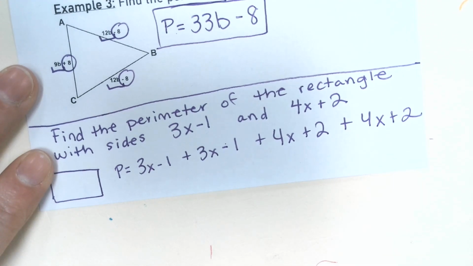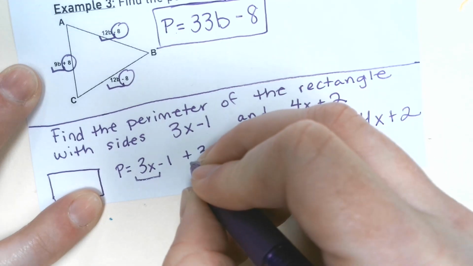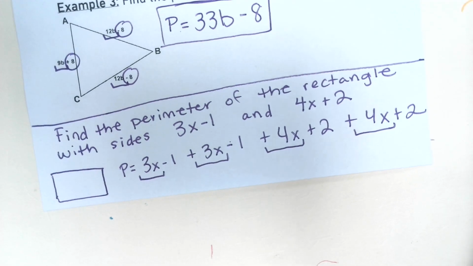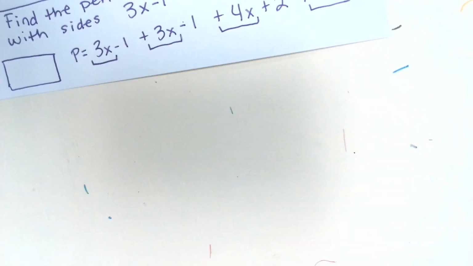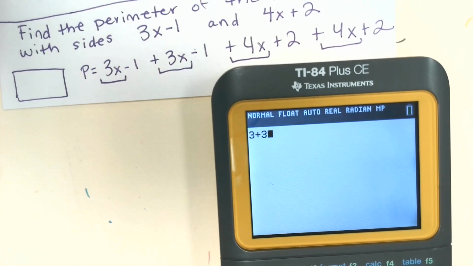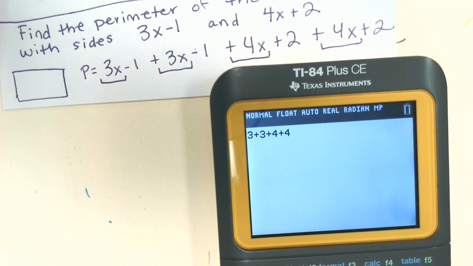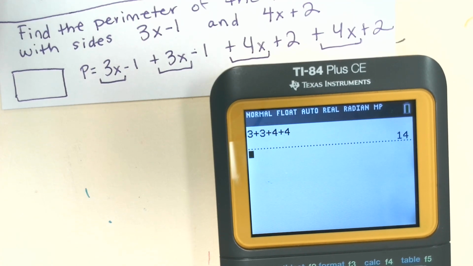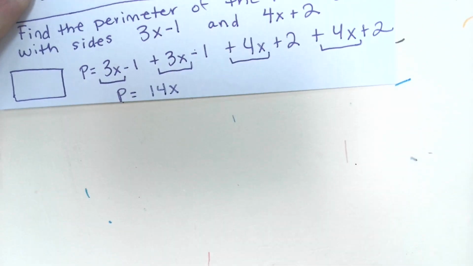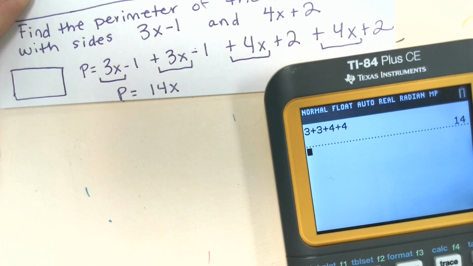So let's combine like terms. Look at all the x's, put the little bracket thing underneath. They're all positive too. So I'm going to do 3 plus 3 plus 4 plus 4. 14x. So P equals 14x. All I did was add those up. 3 plus 3 is 6. 4 plus 4 is 8. 6 plus 8 is 14.